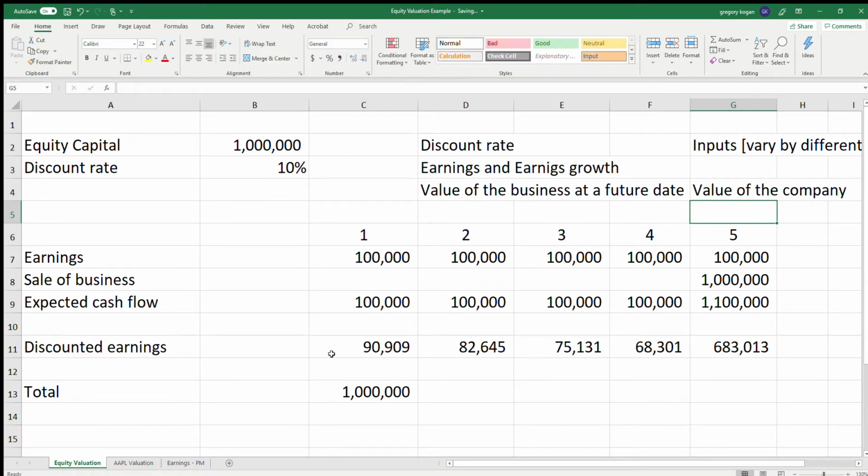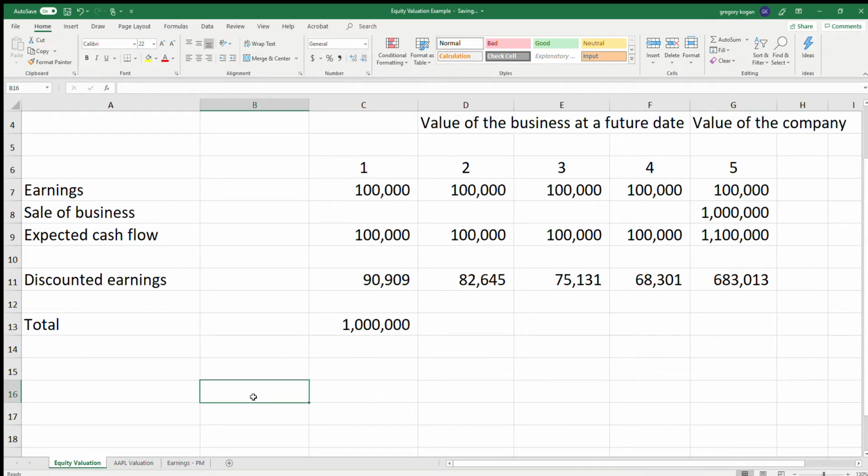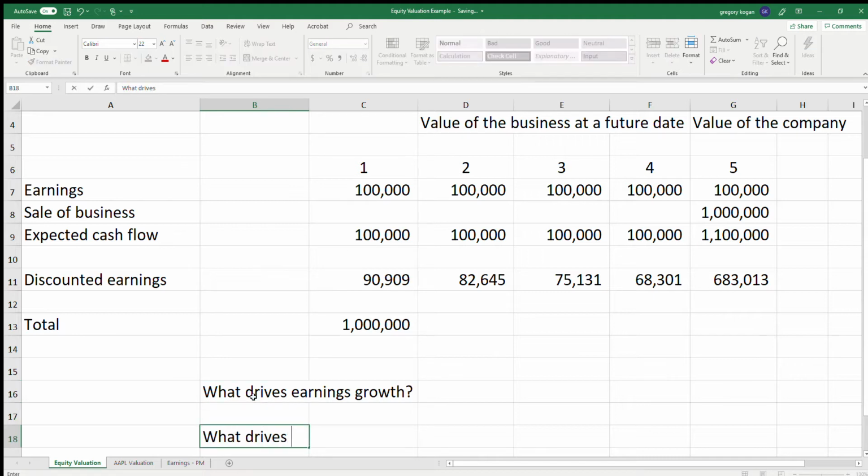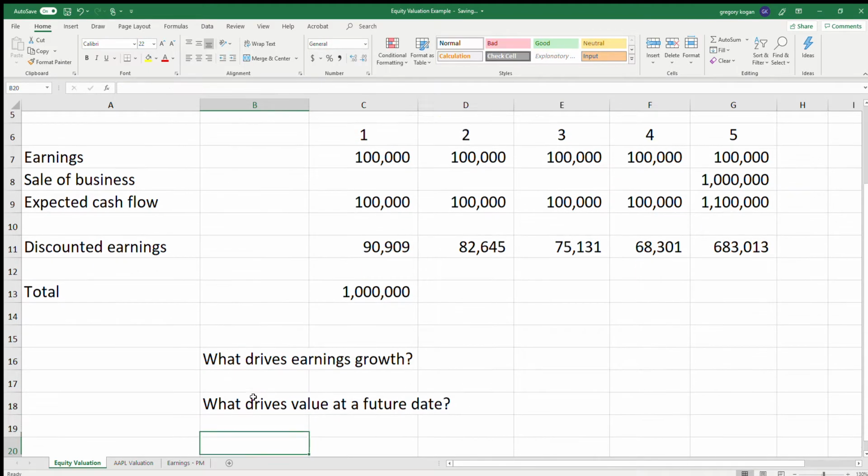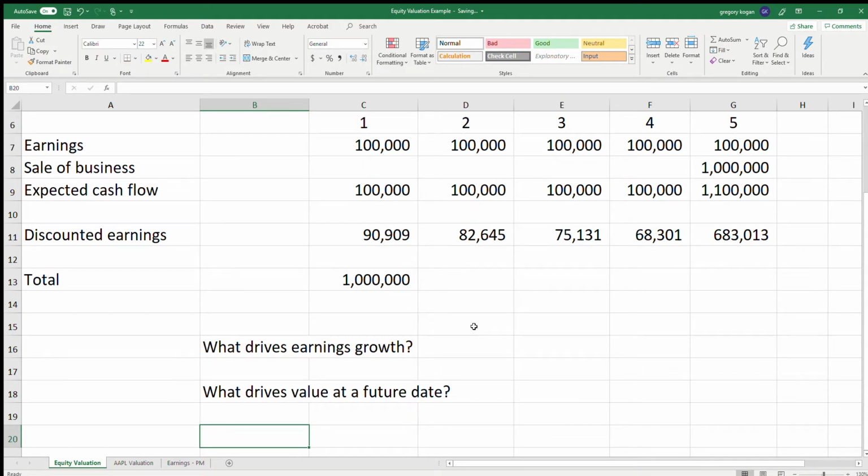So the question is, for example, what drives earnings growth? What drives value at a future date? And what drives the discount rate? So we're going to try to answer these questions with an example.